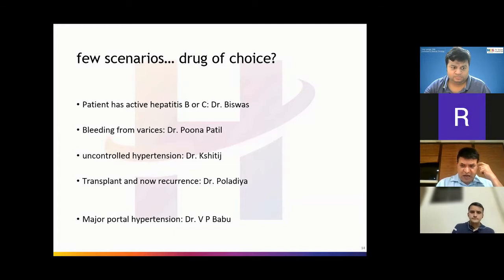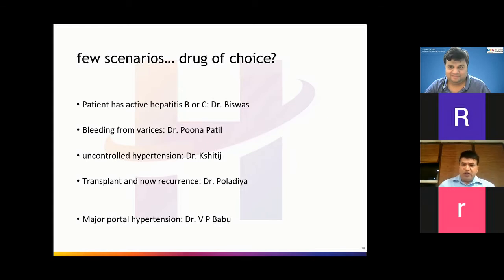Dr. Viraj Poladiya, transplant and now recurrence, what would you give? No immunotherapy. There are some trials, which I agree with you, that if there is a delayed recurrence after 2 years, you can safely use immunotherapy. But I agree, overall, we should not use it. Major portal hypertension. Dr. Venkata Pradeep Babu, what should you not use?